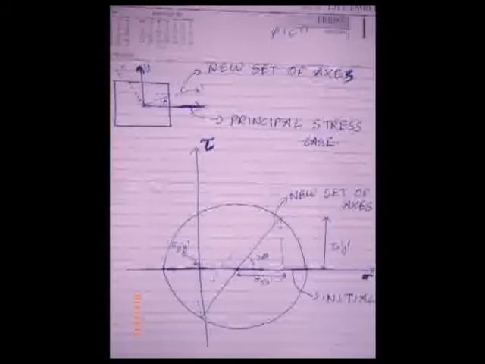One more thing, I'm sorry I forgot. While drawing the circle, the axis which we normally consider as x is sigma, and the y-axis is tau. That is, we plot tau versus sigma, and sigma and all the normal forces are plotted on the sigma axis.